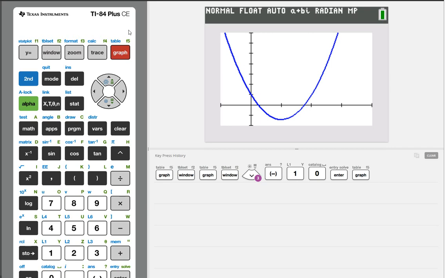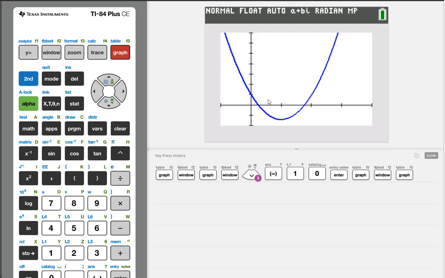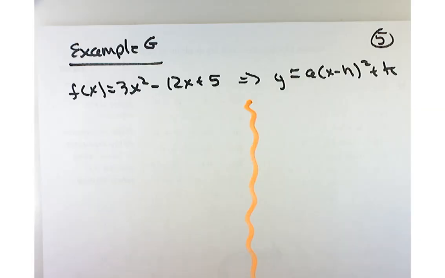So as far as the vertex is going, anyone want to guess what the vertex would be in terms of the x's? Keep in mind that each tick mark is worth 2. So going back to our graph, looks like a 2. Yeah. Hit the trace key and you'll see that you get x is 2, y is -7. That's our vertex.